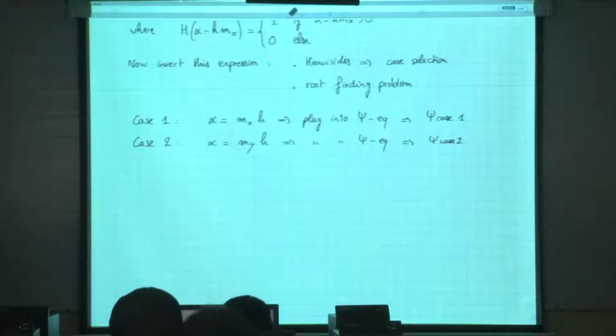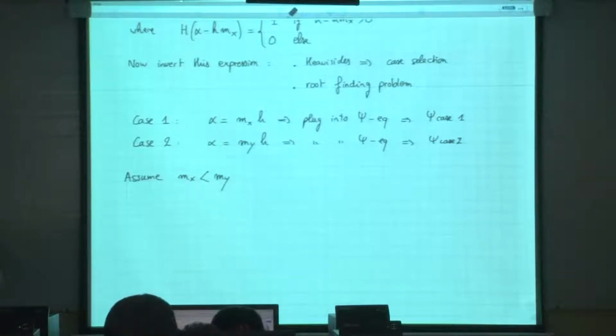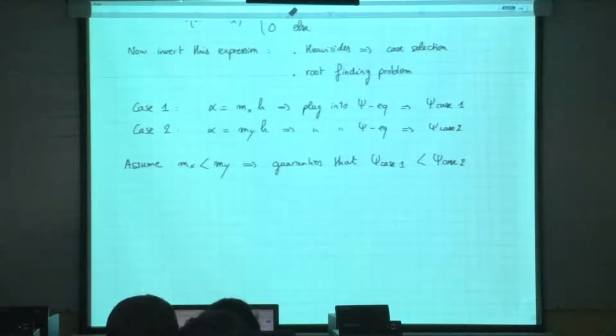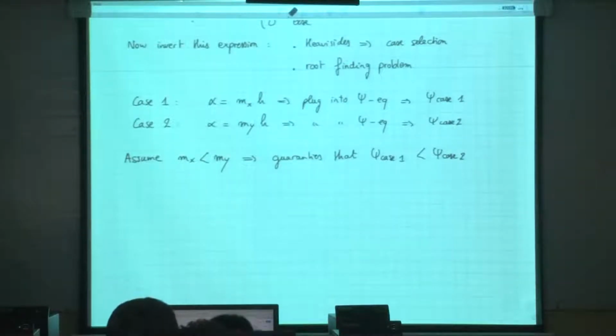So for this, I will assume mx less. mx less means that the main normal variation is in y. That makes sense. So that guarantees that the limit value of psi for case 1 is less than the limit value of psi for case 2. So that gives us 3 solution processes, or 3 possible values.